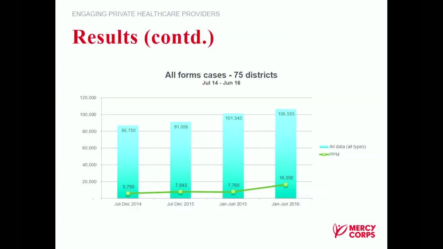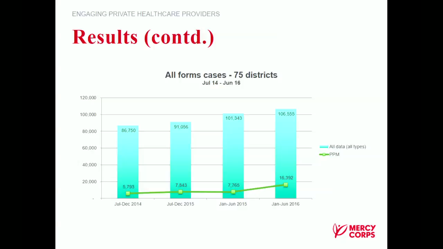From July 2014 to June 2016. So here we are comparing July to December 2014 data with July to December 2015 data. In 2014, we were working in some of these districts, so there were some small-scale PPM interventions going on. In July to December 2015, we were setting up services in all 75 districts. We have compared the data, and clearly with the scale up of PPM interventions, there's an increase in case notification.